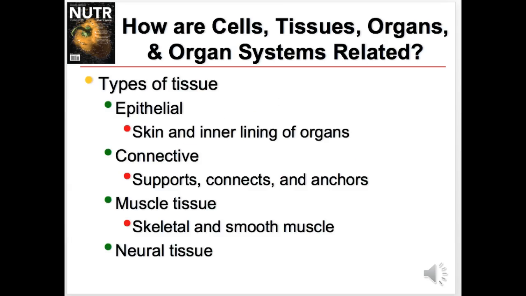Cells, tissues, organs, and organ systems: how are they related? Well, let's talk about the types of tissues. There's epithelial tissue, which is made up of epithelial cells, which are vastly different from muscle cells. These cells can be flat or columnar. They're joined tightly together, kind of like a quilt. They can be found in the lining of internal cavities and organs.